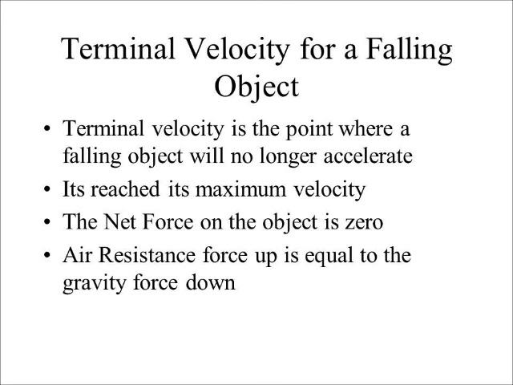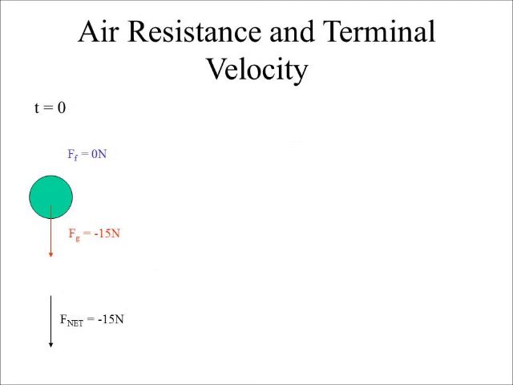So here's an example of a falling ball and how air resistance builds up on the object. When I first let go of the ball, we have a force of gravity that's pulling down on the ball. It's negative 15 newtons in this example. It just started falling at t equals 0. In other words, I just let go of it. So the air resistance or frictional force is 0 on it, and therefore the net force is negative 15.